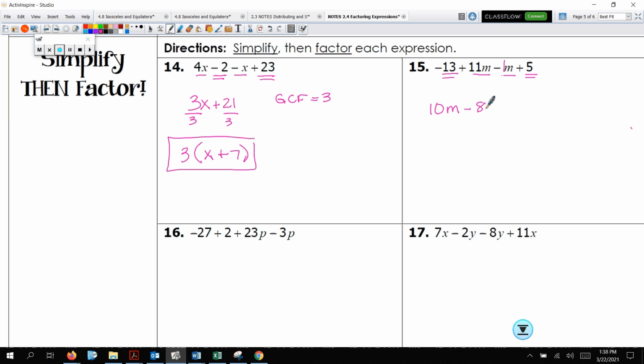Now I'm looking for my greatest common factor with 10 and 8. Well, if we think about the factors of 8, we have 1 and 8, where 8 doesn't work, and 2 and 4. 4 doesn't go into 10, so 2. So my greatest common factor is going to be 2. So 5m minus 4. Do not forget to put the 2 in front of your parentheses.